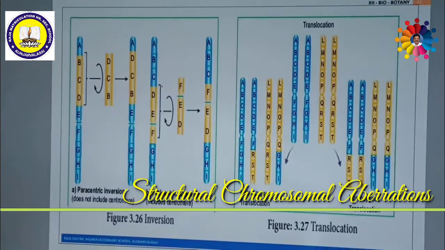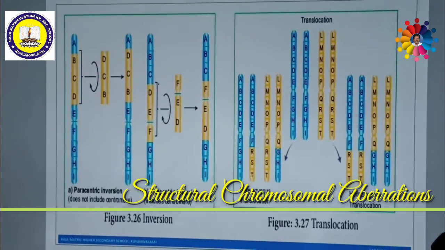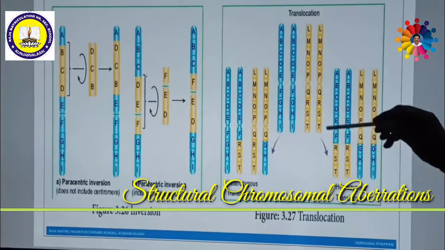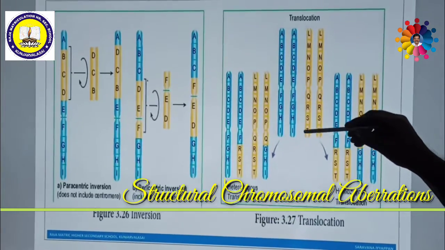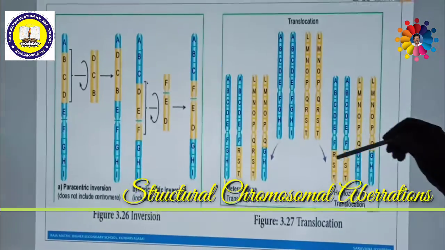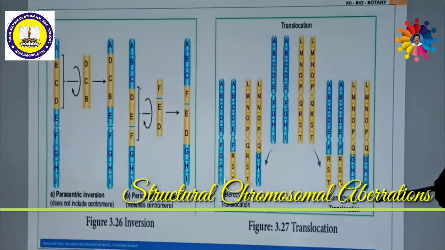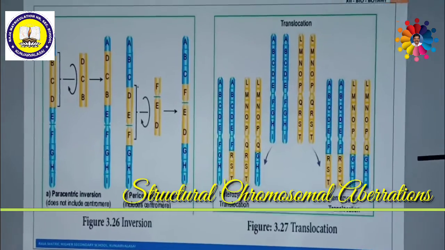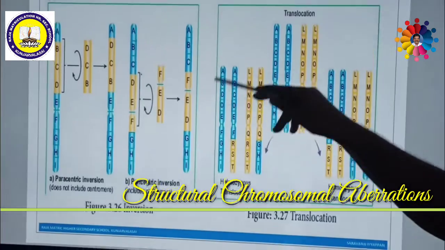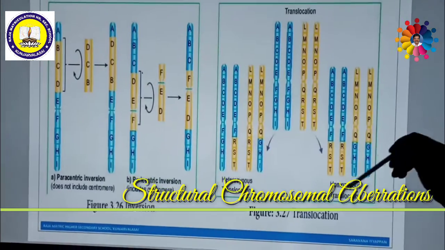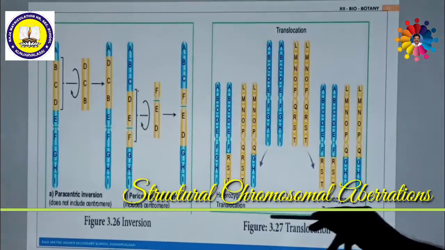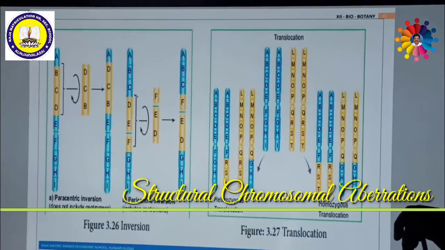Another translocation is shift translocation. What is shift translocation? Suppose the same T gene is cut off from one chromosome and inserted in the middle of the other one. Then this type of translocation is called shift translocation. The third translocation is reciprocal translocation. This reciprocal translocation is further divided into two types, namely heterozygous translocation and homozygous translocation.